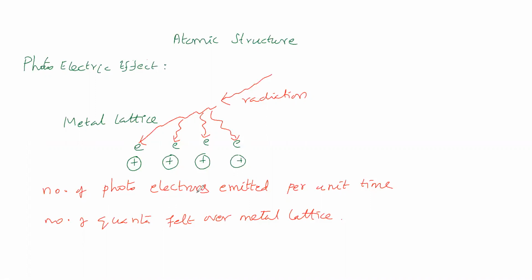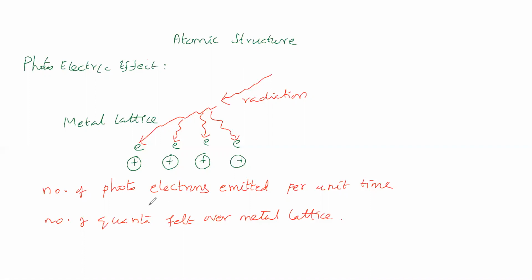So, the number of photoelectrons emitted, the number of photoelectrons ejected, and the number of quanta falling over the metal lattice. How will it be? Will there be any relation? Shall we say they are directly proportional, or no relation, or inversely proportional? What shall we say?